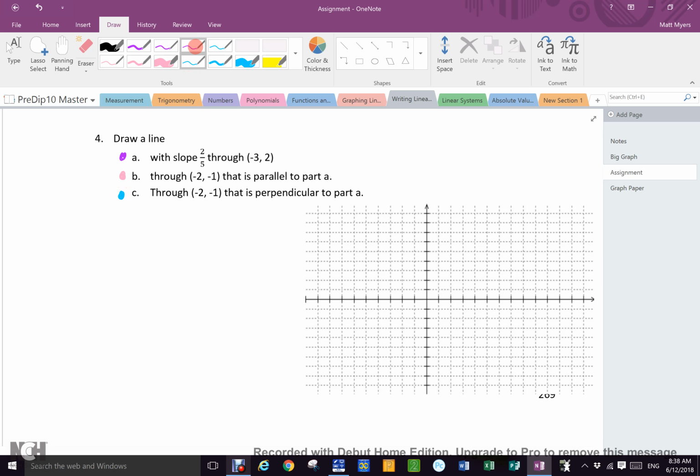So, how do I go about drawing the purple line? Where do I go? You start at -3. 1, 2, 3, 1, 2. And then how do I make a line? Because that's just a dot. You have a slope. Rise over run. And you can go the opposite way. Like that. That's so handy.